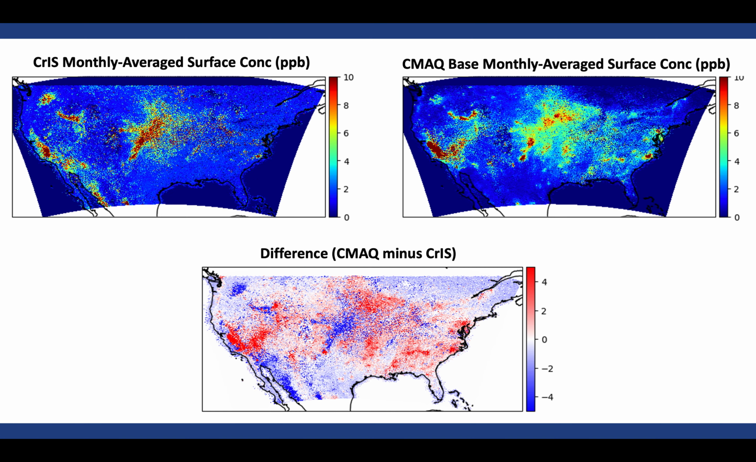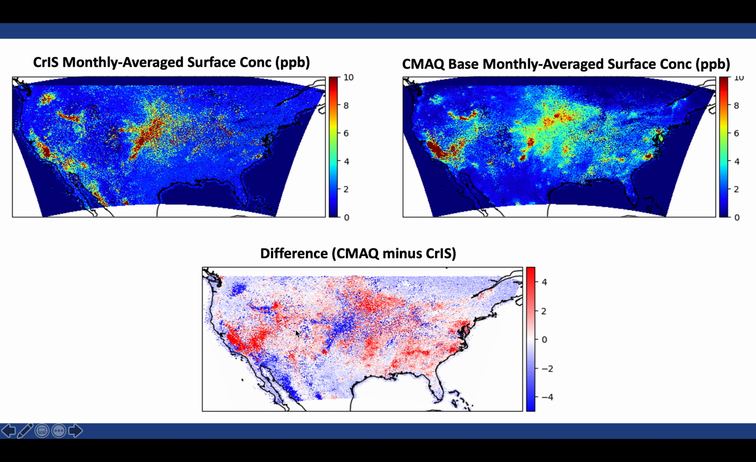All right, so here are the results for the surface ammonia concentration. On the left is the CRIS monthly average, and on the right is the CMAQ base monthly average. And then the bottom is just a simple difference plot showing CMAQ minus CRIS. So where there's red, we see CMAQ is over predicting, and blue is under prediction.